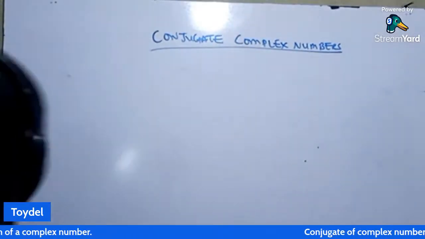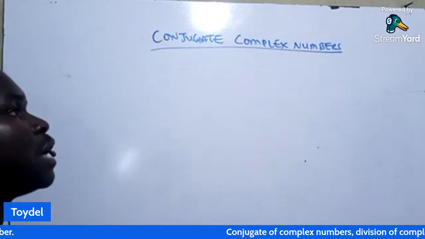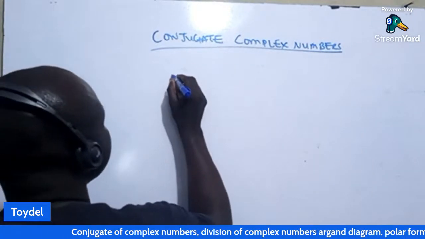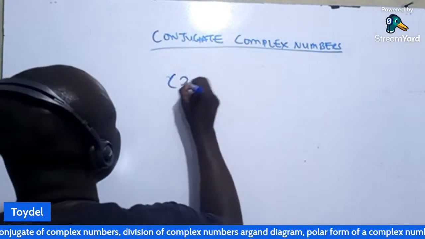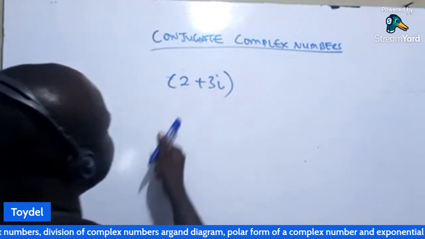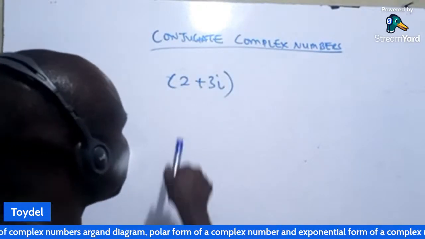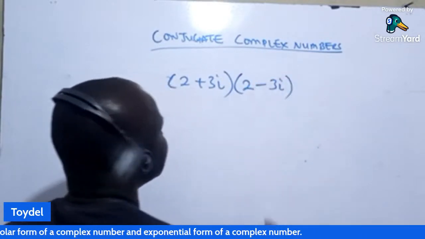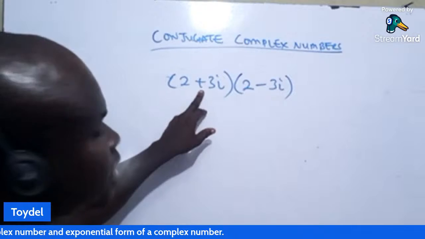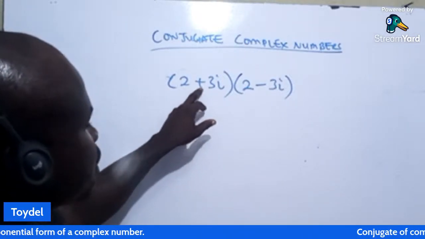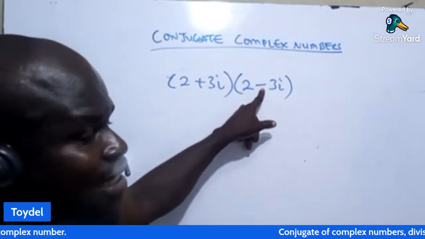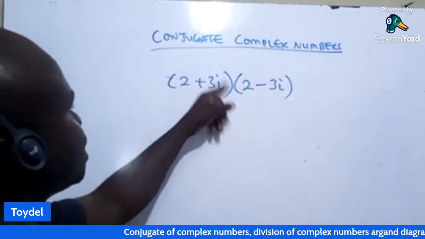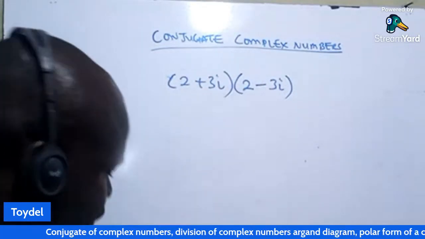Why do we need conjugate? Of course, when you recall, if we have 2 plus 3i, this is a typical complex number. The conjugate of this complex number will be 2 minus 3i. That is, conjugate simply means you should reverse the sign. If the sign is plus, its conjugate will be negative, and if it is negative, its conjugate will be positive. Every other thing remains. It's only the sign that will change.